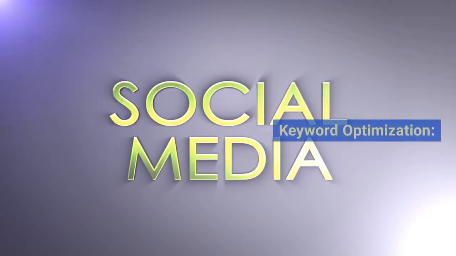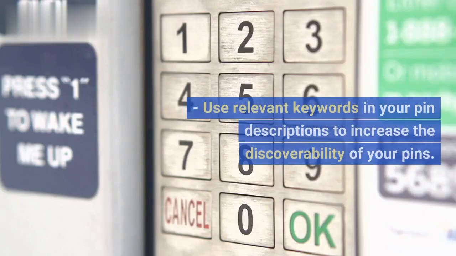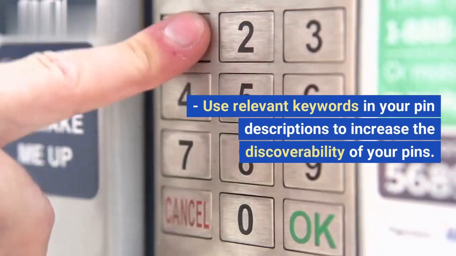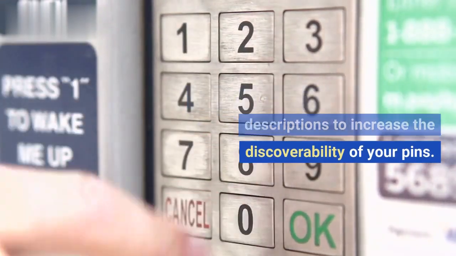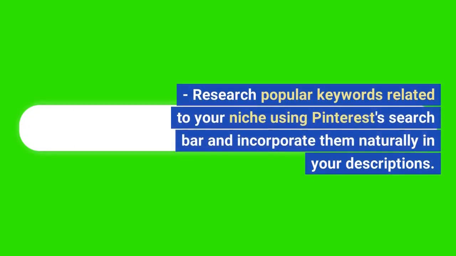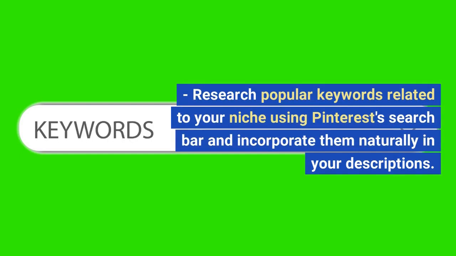8. Keyword optimization. Use relevant keywords in your pin descriptions to increase the discoverability of your pins. Research popular keywords related to your niche using the Pinterest search bar and incorporate them naturally in your descriptions.